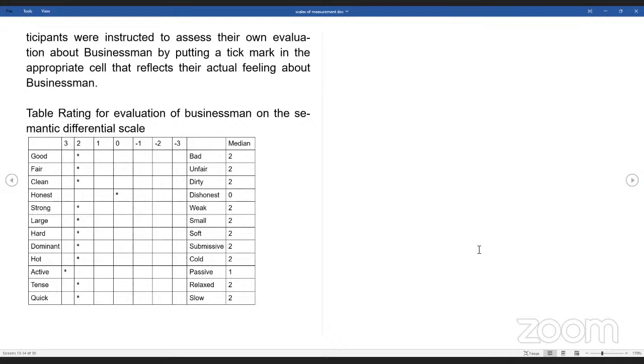I have collected the data from students of the Assam Institute of Management in Guwahati. They think that businessmen are very good and fair. The interesting point is related to honesty, so they are confused. They put the star mark at 0. For honest and dishonest, the median is 0. Another thing, businessmen should be active. So it is their perception.